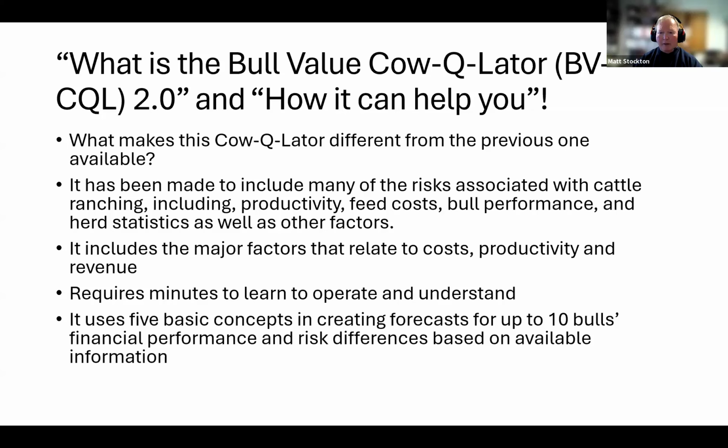When you make money as a cattle rancher raising calves, everybody has a cost structure based on their particular situation: the productivity of their cows, how much it costs to raise and keep those cows, how long they last in the herd, and the prices they pay for the bulls and the cows. All those things make a difference in what you can afford for a bull. It only requires minutes to learn and operate, and once you get the hang of it, it's not so bad. You can run a lot of different scenarios. Basically, it uses 5 concepts in creating the forecast for these 10 bulls, and we're going to talk about these 5 concepts briefly.